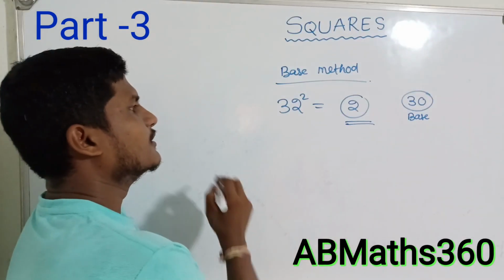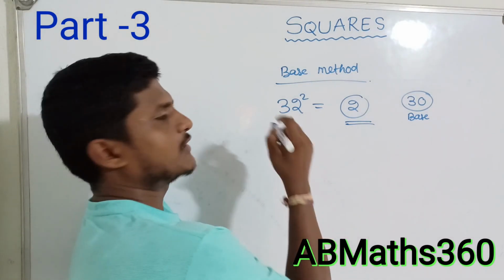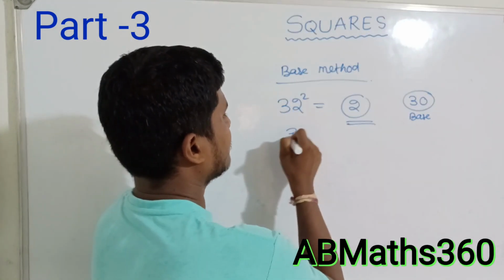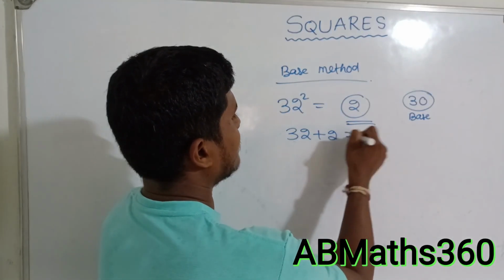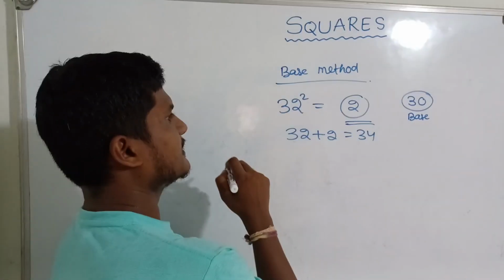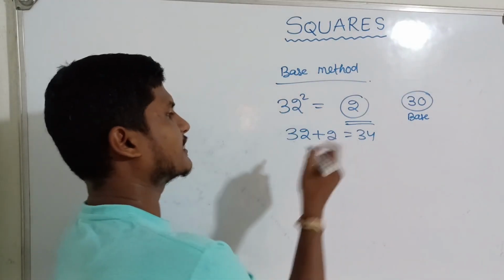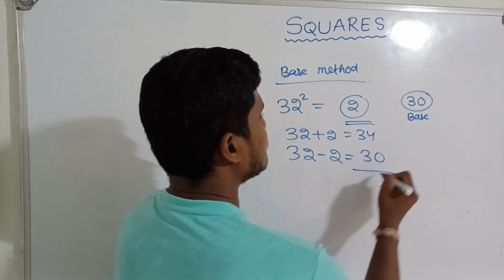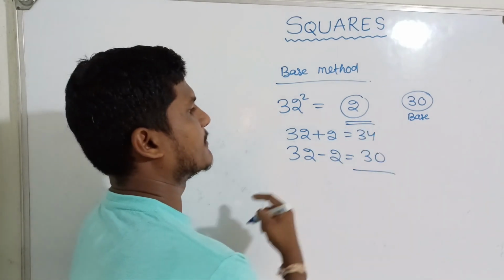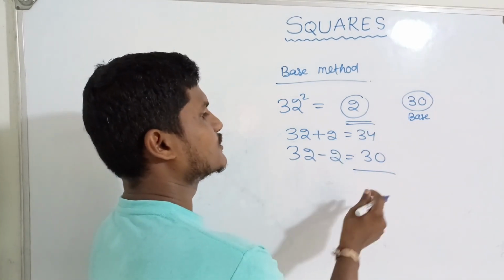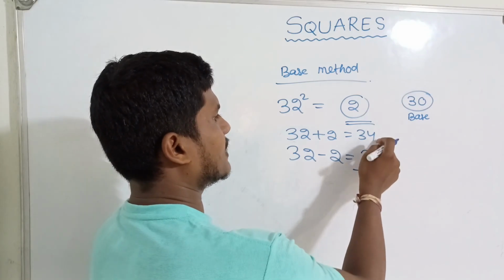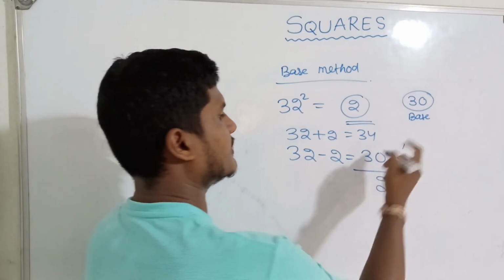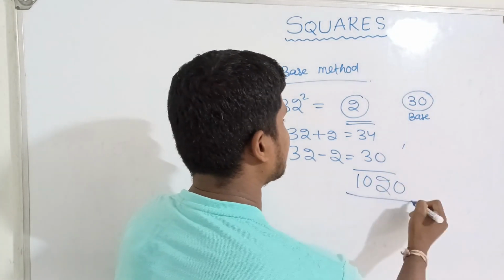First of all, add this 2 to 32. That means 34. And in another step, subtract 2 from 32. That means 32 minus 2, what is the result? 30. Now multiply these two numbers. I can multiply this in a quick way: 3 times 34 is 102, so that means 1020.